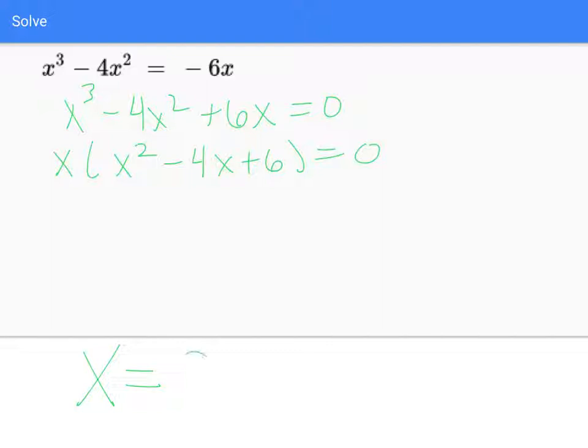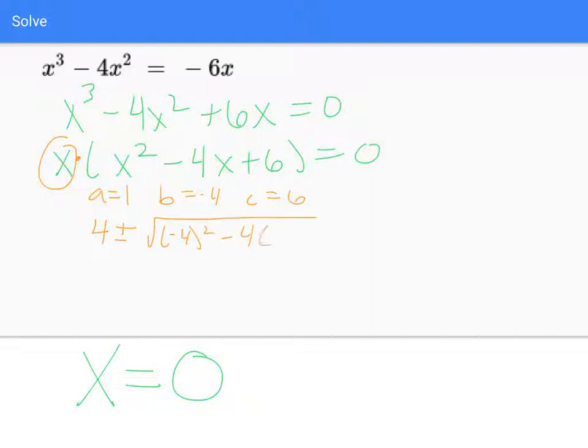First thing I'm going to do is write down that answer right there, because remember, here's multiplying, this will be an answer. Now, my a is equal to 1, b is equal to negative 4, and c is equal to 6. Opposite b, plus or minus the square root of b squared minus 4ac, all over 2a.